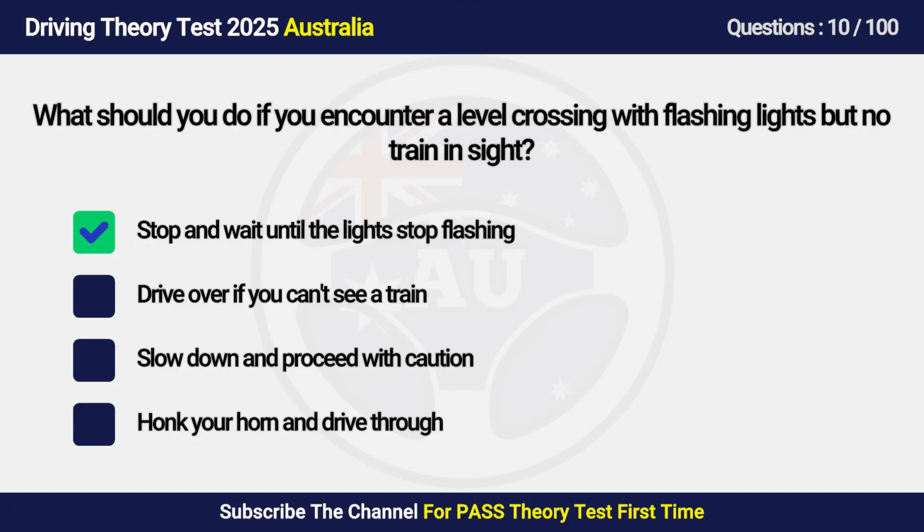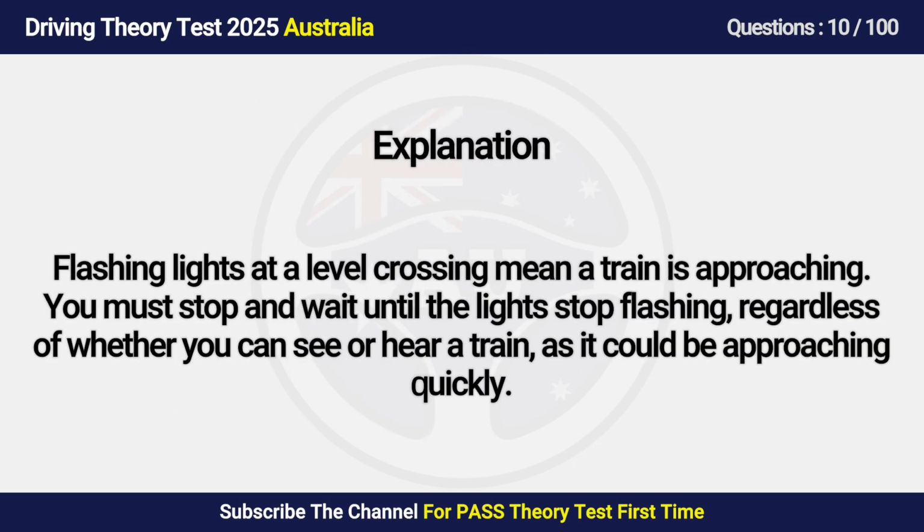Answer is A. Stop and wait until the lights stop flashing. Flashing lights at a level crossing mean a train is approaching. You must stop and wait until the lights stop flashing, regardless of whether you can see or hear a train, as it could be approaching quickly.